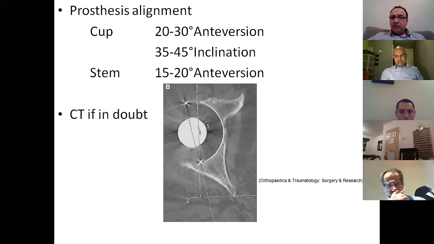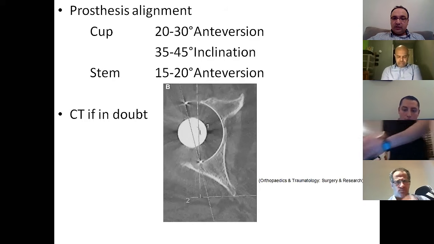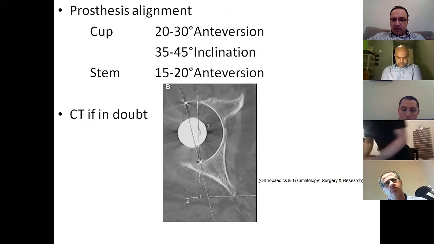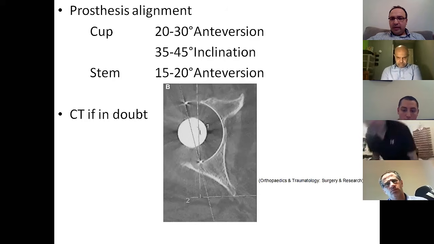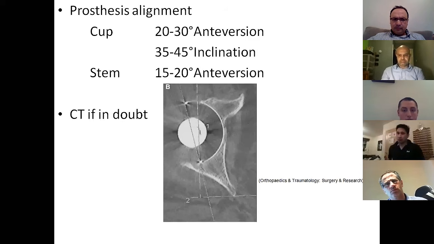The stem anteversion is 15 to 20 degrees. If there is any doubt, if you're not sure if this prosthesis is aligned properly, you could tell the examiner, I'm in doubt, I would like to have a CT scan. You're showing you are safe by requesting appropriate further investigations. And here we can see how this prosthesis is retroverted instead of being anteverted, and what will make it prone to dislocation. So prosthesis alignment is a surgical factor because surgeons control that factor.